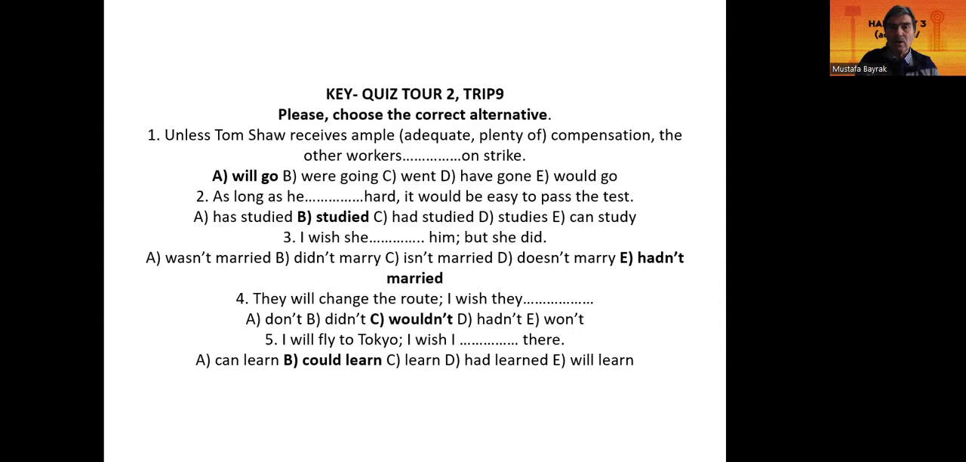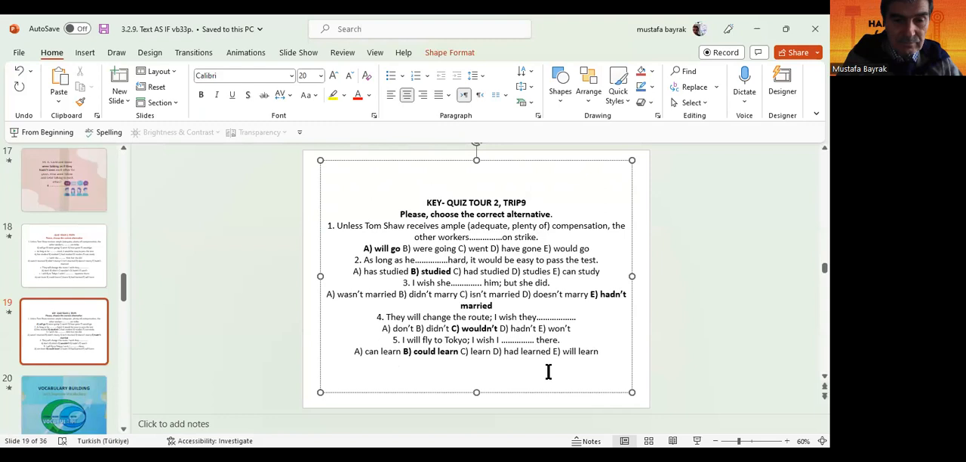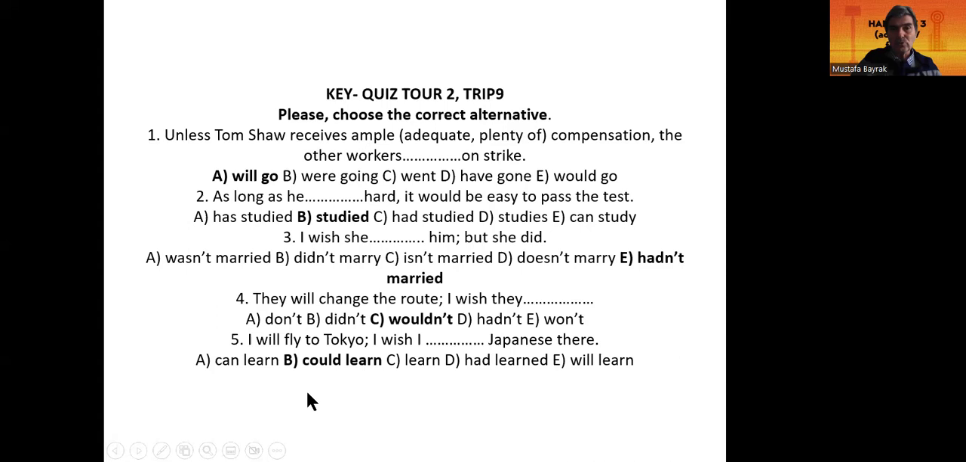Five. I will fly to Tokyo. I wish I blank there. I will fly to Tokyo. I wish I could learn Japanese. Yes, that's right, Japanese. Okay, yes, now it's okay. I will fly to Tokyo tomorrow, for example. I wish I could learn Japanese there. Okay. Wish clause.